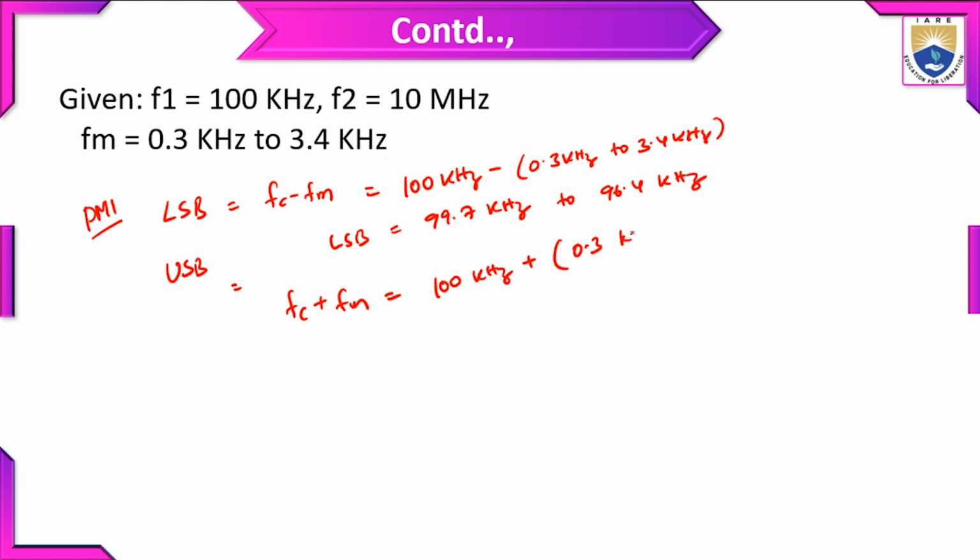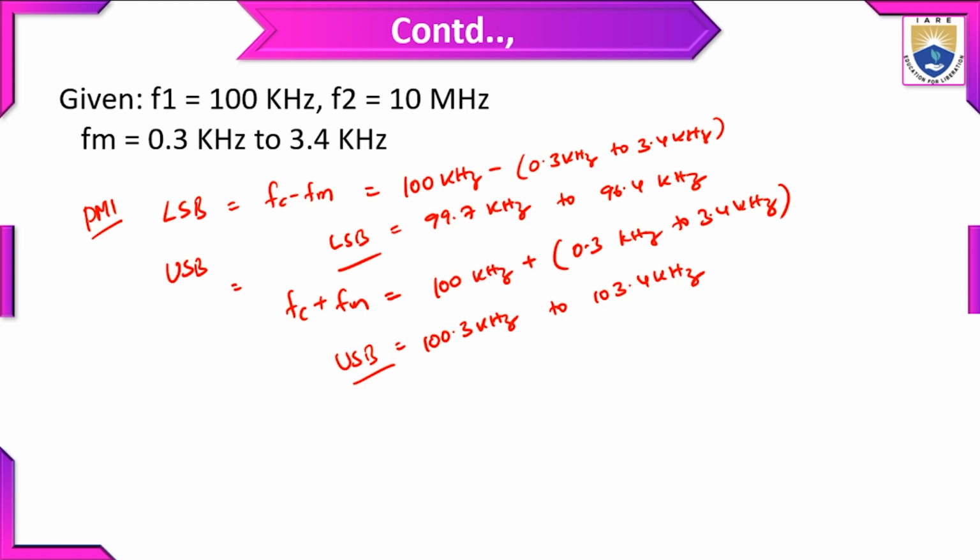0.3 kilohertz to 3.4 kilohertz. So this is my FM. So now adding, that is nothing but 100.3 kilohertz to 103.4 kilohertz. So this is my USB. One is LSB and another is the USB. So the USB range is 100.3 kilohertz to 103.4 kilohertz.